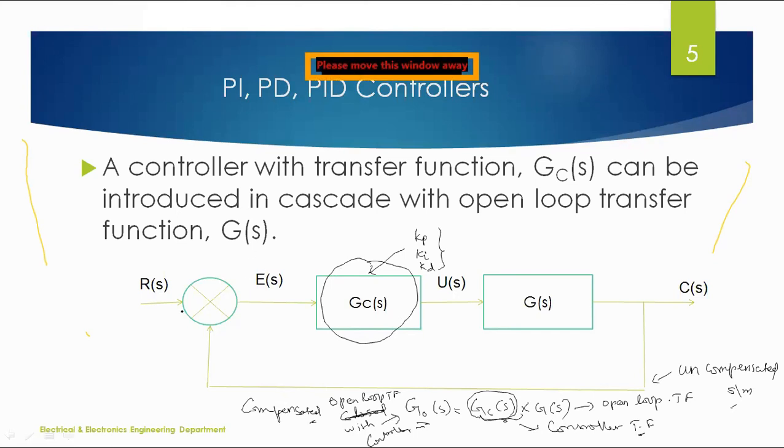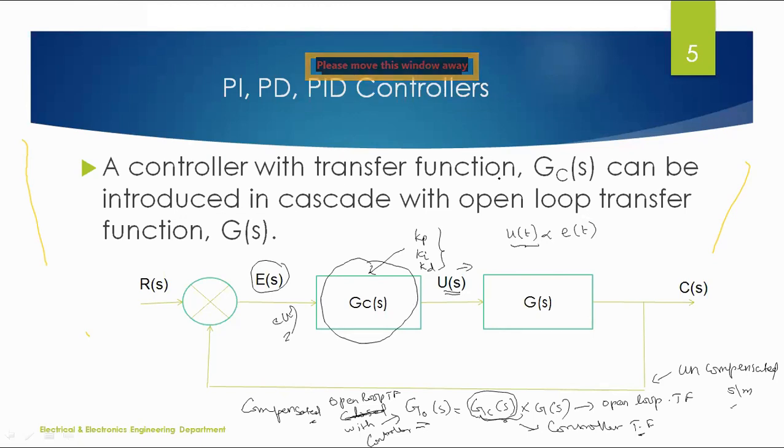We know that the controller GC of S has output E of S, which is the controlled variable or actuating signal. U of t is proportional to E of t. That controlled or actuating signal I can represent as U of t in the time domain, proportional to E of t. Based on that concept, we are going to derive Kp, Ki, and Kd.